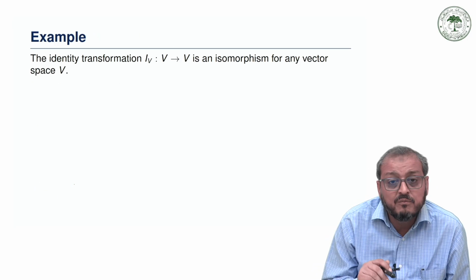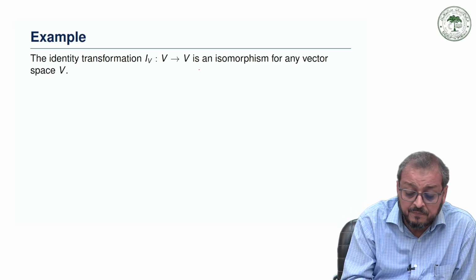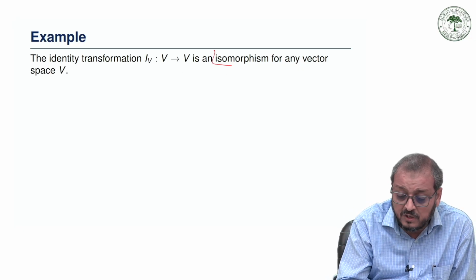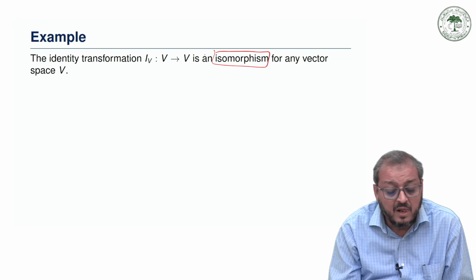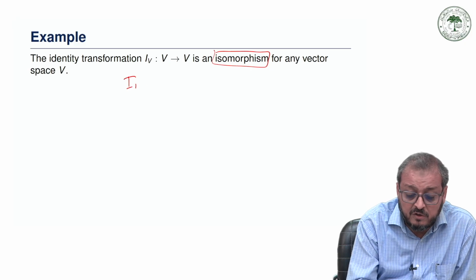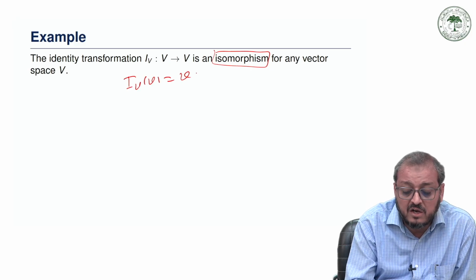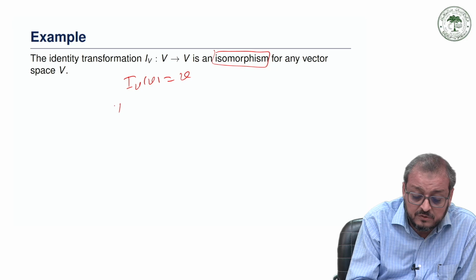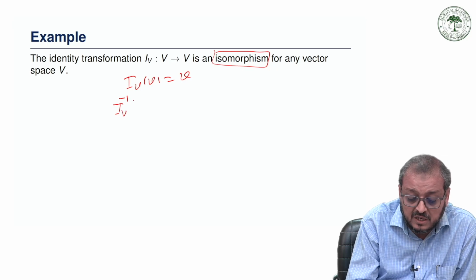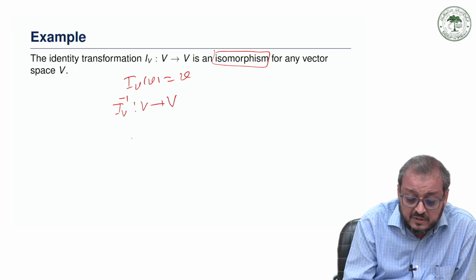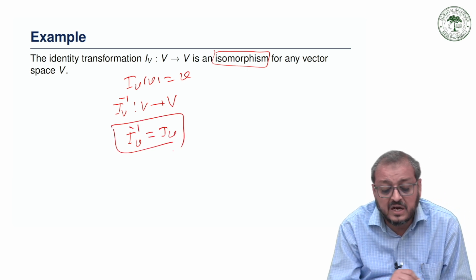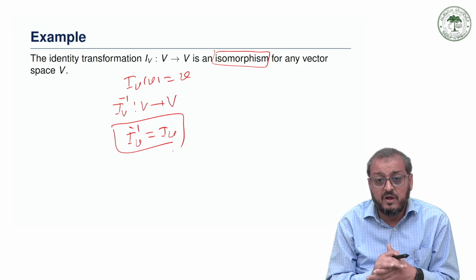Now, the identity transformation is an isomorphism, also called non-singular. So I of v is always equal to v. This means that I inverse is also from V to V, and I inverse of v is the same as I of v. It means the inverse of the identity transformation is the identity itself.